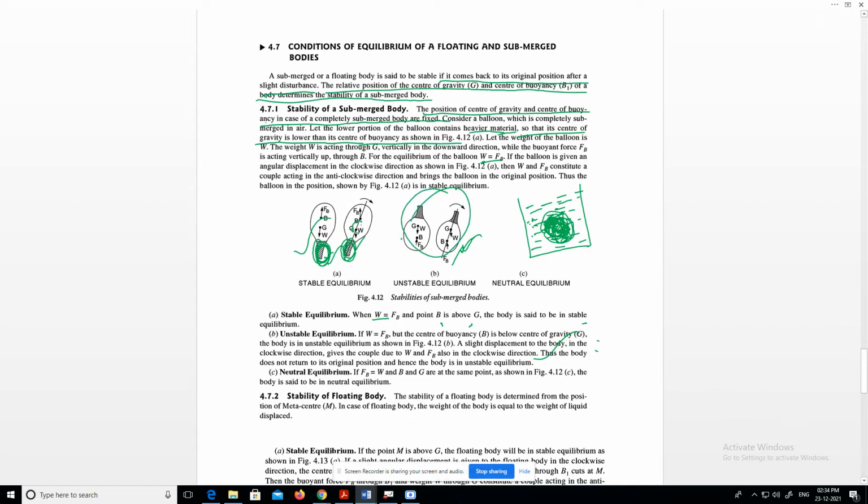Okay, neutral equilibrium. The buoyancy force and weight of the body are equal, and B and G are at the same point, then the body is said to be in neutral equilibrium. Okay, this whole concept is for a submerged body.